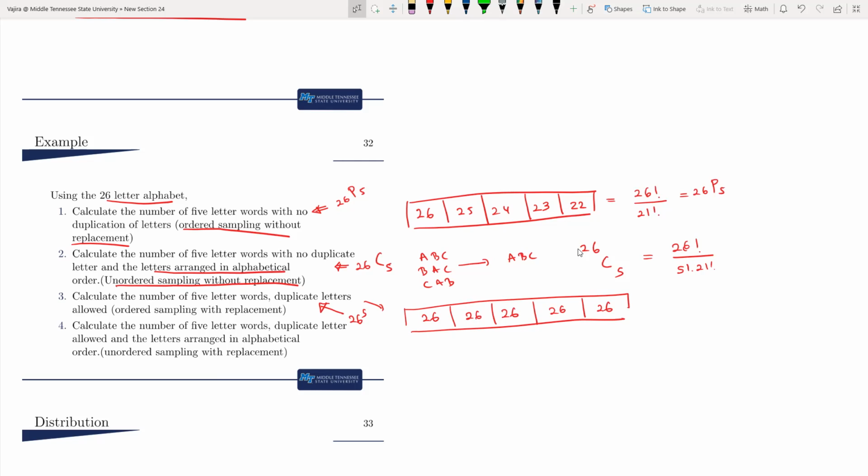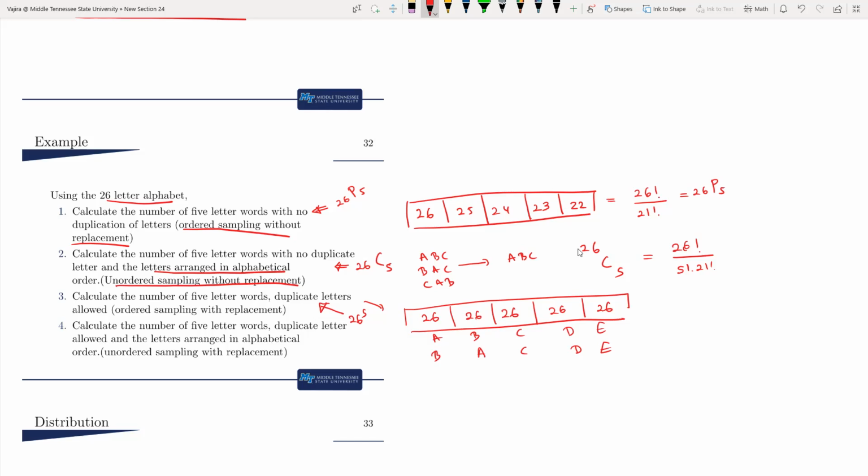Okay. So that is order sampling. For example, if this is A, if you pick the first one to be A, then this one B, C, D, E, then that's 1. And the second one, let's say you pick the B here, and this is A, C, D, E, that's a different word. We are not considering they are the same. So that's order sampling with replacement.